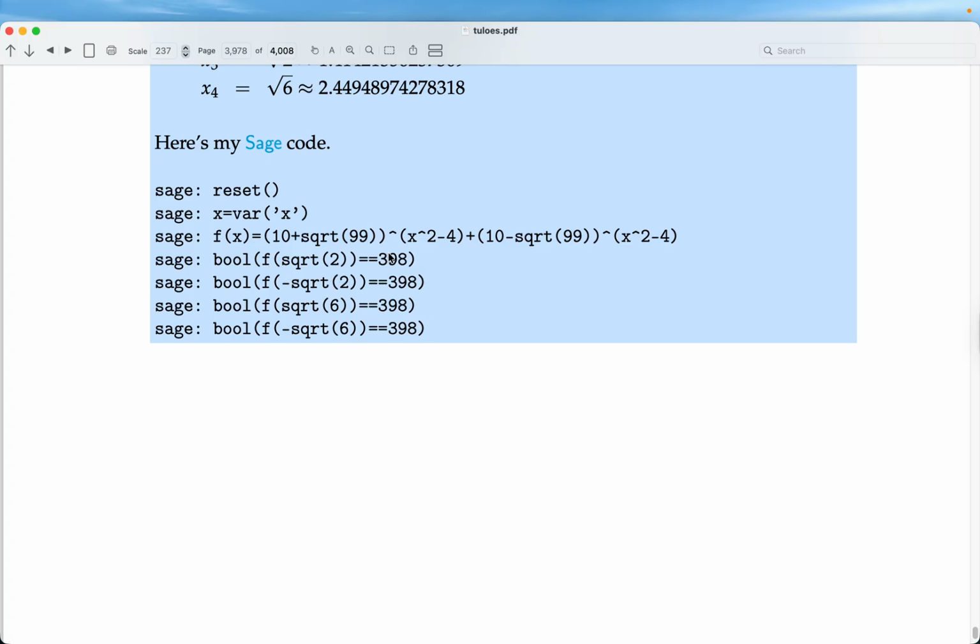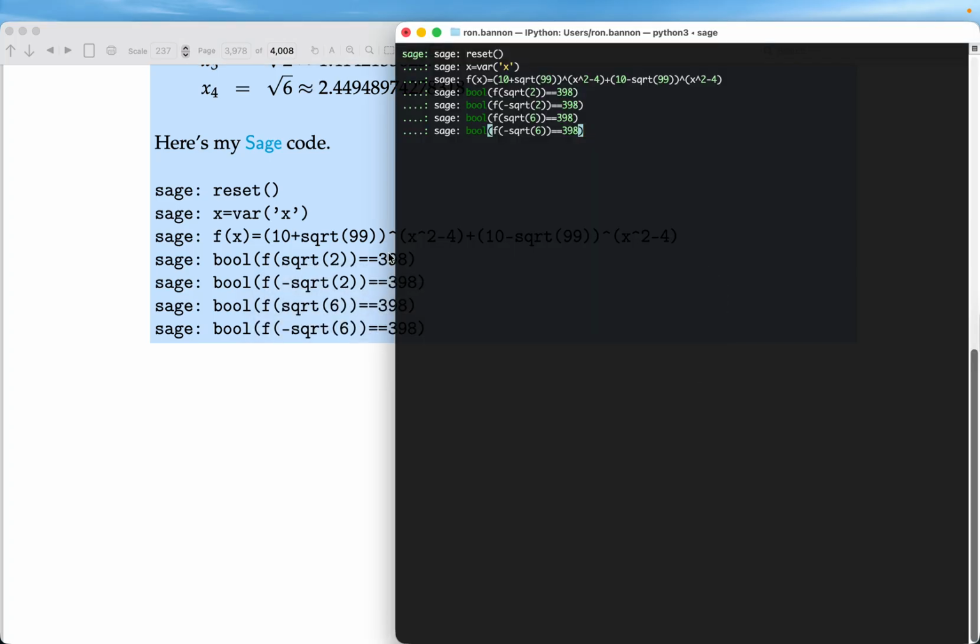And let's go back to Sage and see what it does. Now sometimes Sage does some strange things, but it says true, true, true, true. In other words, all 4 of those Boolean operators are returning, yeah, that's true, that's true, that's true, that's true. So we're good to go. We got the right answers.